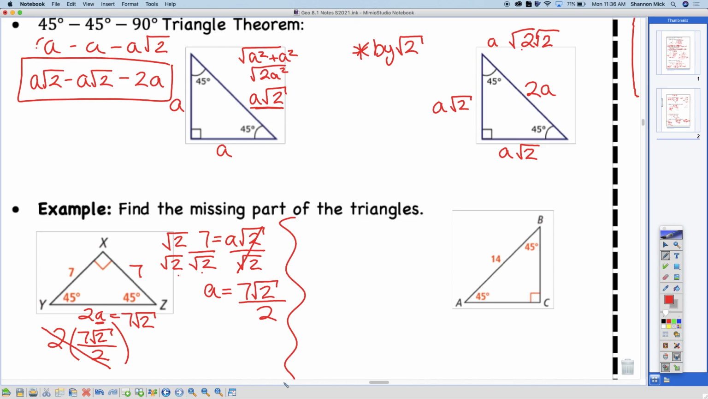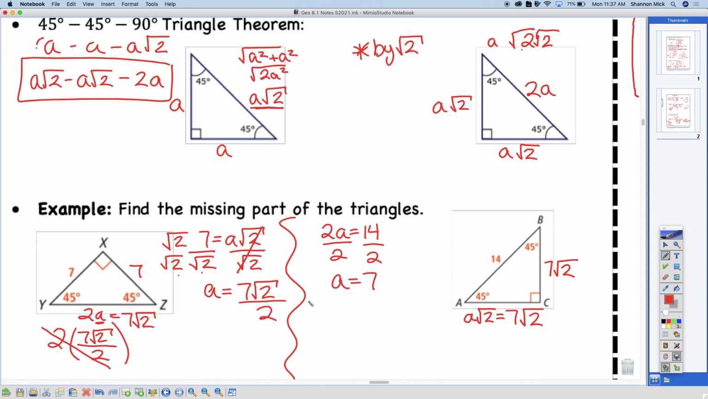This next triangle, what part did they give you? 14. Across from the 90 is the hypotenuse, yes? So across from 90, what's my ratio? 2A. So 2A equals what? 14? So A equals 7. Well, A equals 7, so now in this one, the legs are A square root of 2, yes? And what's A? 7. So it would be 7 square root of 2, wouldn't it? And this side would also be what? Same thing. 7 square root of 2.